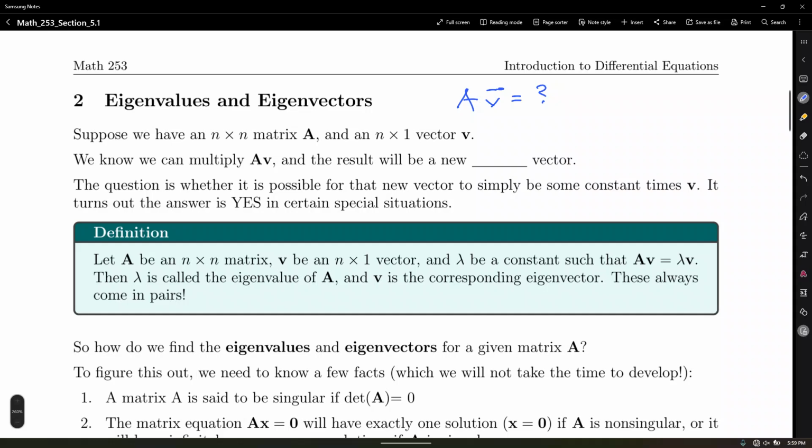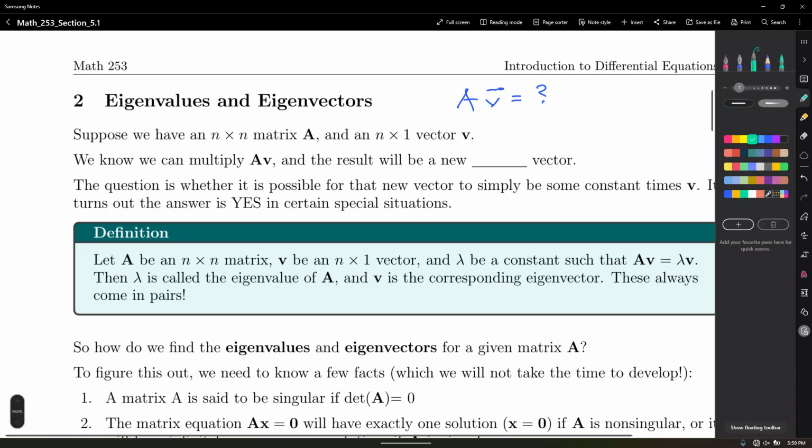But the thing here is, since this matrix is square, it's n by n, and this column vector is n by 1. So that means we can multiply those two matrices, even though V is a vector. Again, a vector is technically a matrix. We can multiply these two together because the number of columns in A is equal to the number of rows in the vector. The result will be an n by 1 vector.